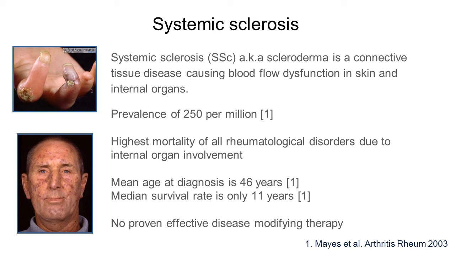So there's some research going on in this. It's got the highest mortality rate of all the rheumatological disorders, mostly because of its internal organ involvement. And we're making steps to do non-invasive imaging using the skin, because what happens internally is mirrored by what happens to the skin. Okay, and currently there's no cure. There's just treating symptoms.